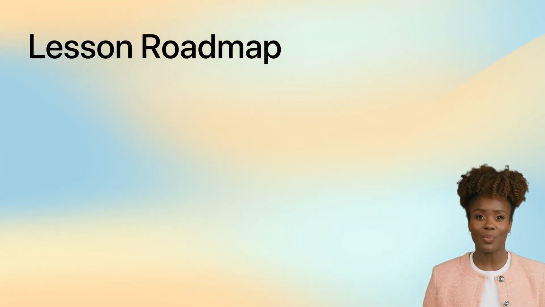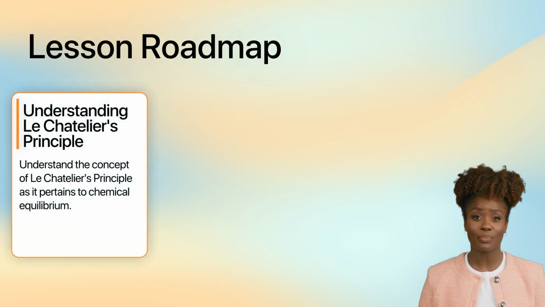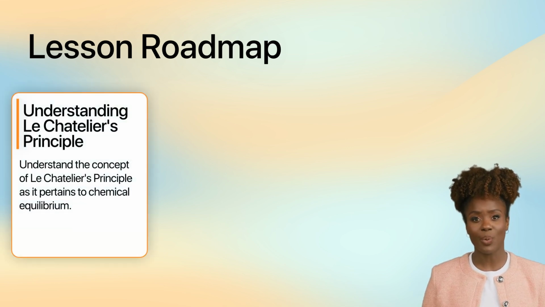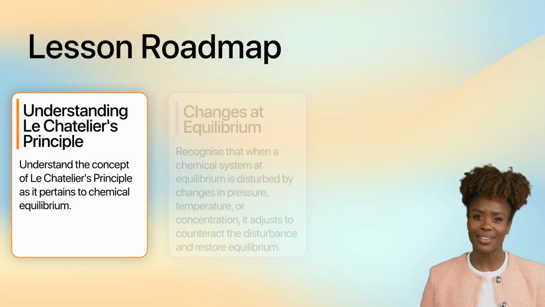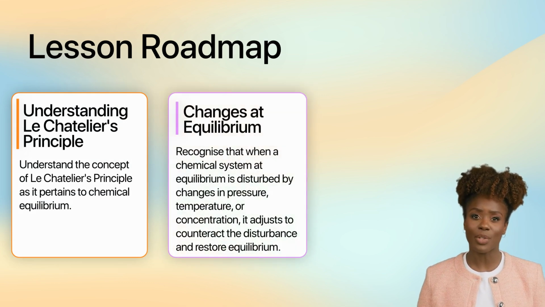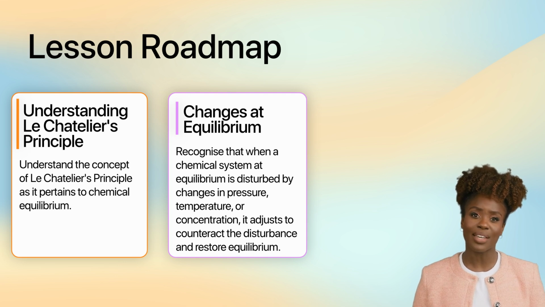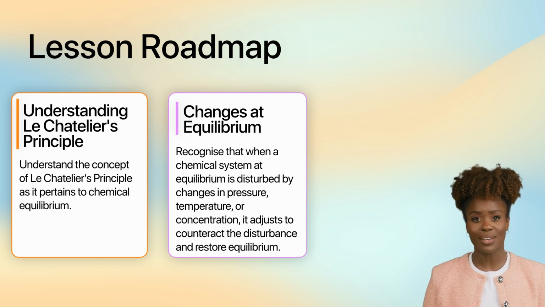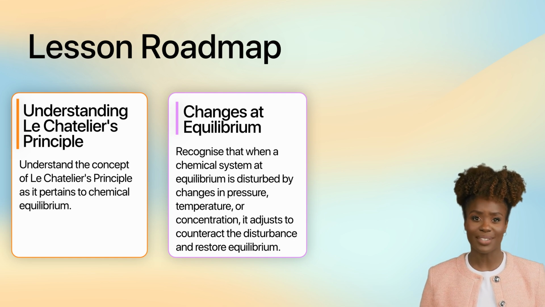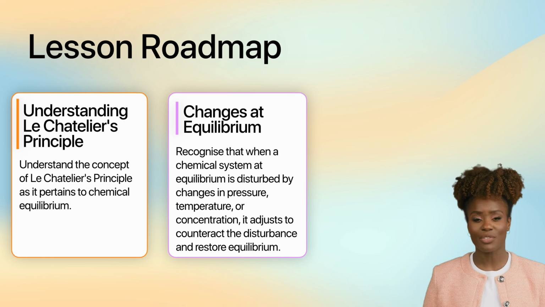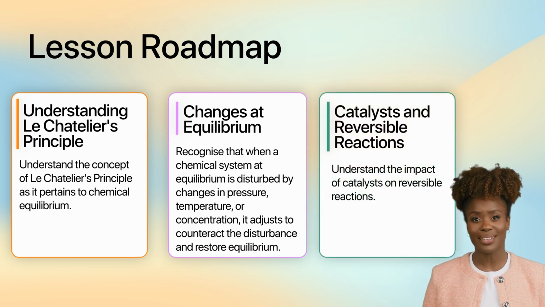In today's lesson, we will understand the concept of Le Chatelier's Principle as it pertains to chemical equilibrium. We will then recognize that when a chemical system at equilibrium is disturbed by changes in pressure, temperature, or concentration, it adjusts to counteract the disturbance and restore equilibrium. Finally, we will understand the impact of catalysts on reversible reactions.